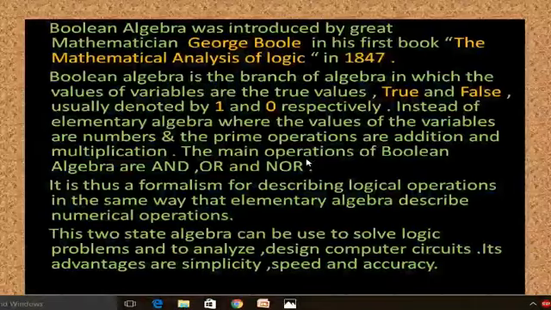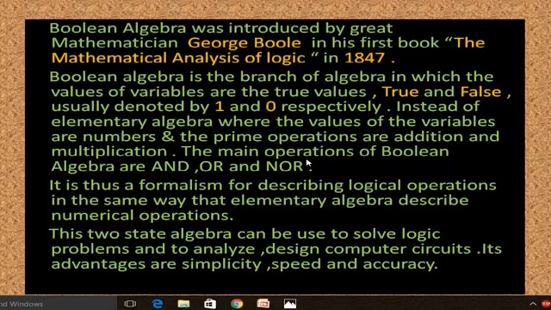Before starting logic gates, let's see who invented Boolean algebra, or the relation between algebra and logic. Boolean algebra was introduced by a great mathematician in his first book, The Mathematical Analysis of Logic, in 1847. Boolean algebra is the branch of algebra in which the values of variables are the truth values, true and false, usually denoted by 1 and 0 respectively.